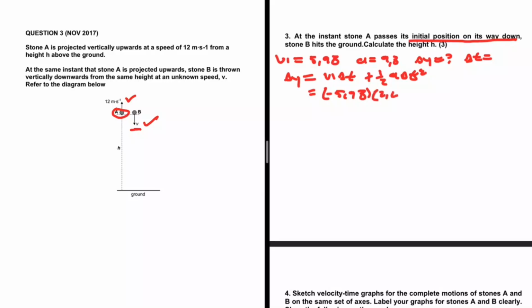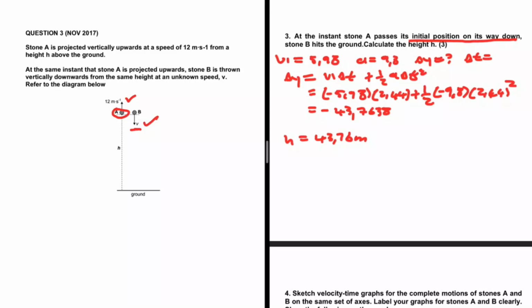So we have 2.44. Time is always positive, it is a scalar. Plus a half. The acceleration is minus 9.8. The time is 2.44. And we square that. This is equal to minus 43.7638. So h will be equal to 43.76 meters. That is the height h, which we were supposed to calculate. Question 3 done. Let's move to question 4.